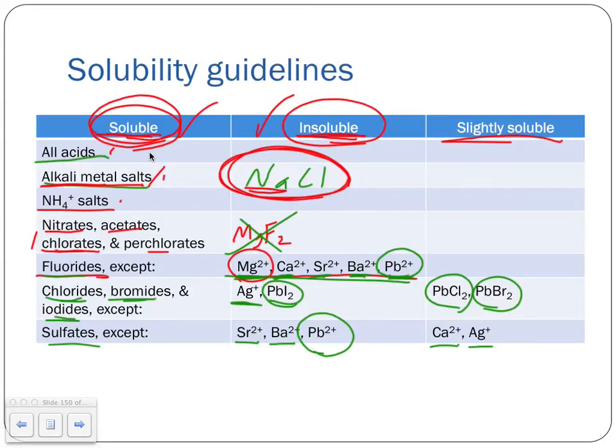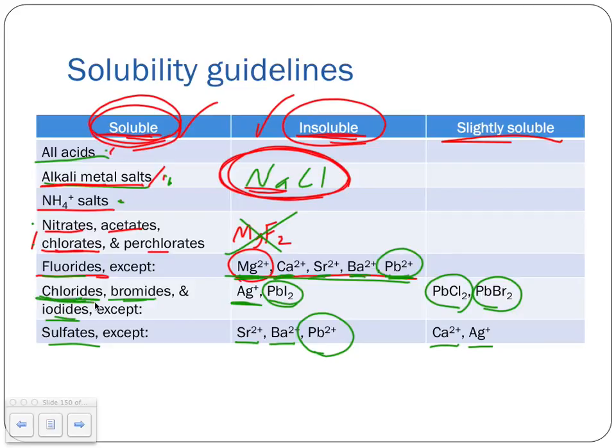For the soluble ones, aluminum chloride is not an acid. Aluminum is not an alkali metal, so it's not that one. It's not ammonium, it's aluminum. So then we look at aluminum chloride. It's not a nitrate, not an acetate, not a chlorate. This is a chloride, not a chlorate here. It's not a fluoride. Oh, here's chlorides right here.